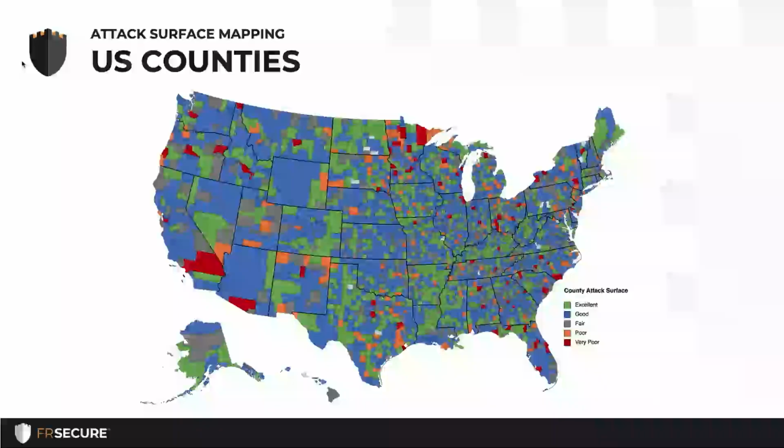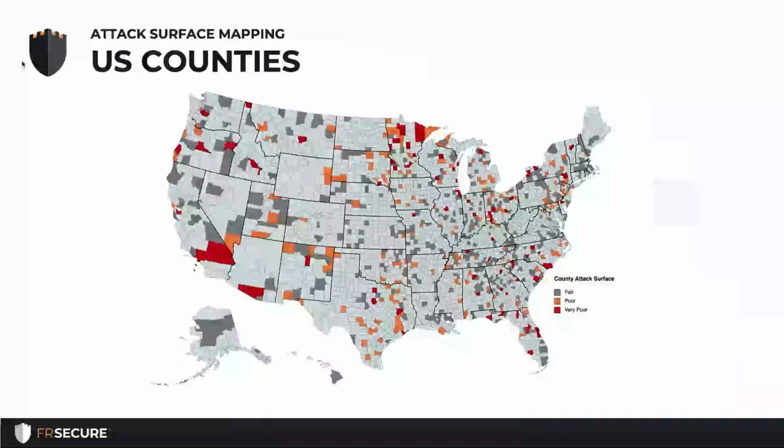So take a look at what it looks like without the green and good stuff. These are all pretty bad. We're talking about 800 counties that could use help out of about 2,500. So close to a third.